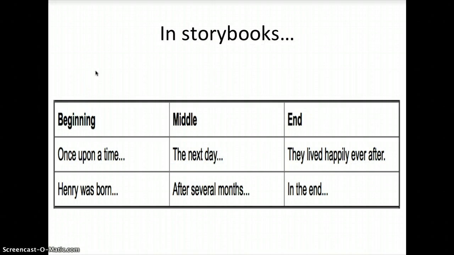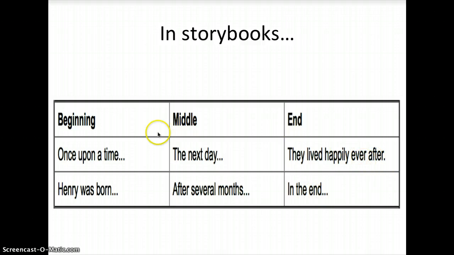In storybooks, writings, compositions, you might have also come across other time sequence words and phrases. For example, in the beginning of stories, especially fairy tales, once upon a time is a very common time sequence phrase. Or maybe, for example, Henry was born on this day, 1st of August, another time sequence phrase. In the middle of the story, that would be the problem paragraph, the problem stage of the story, you would have time sequence phrases like the next day, after several months. Last but not least, the ending paragraph, the ending stage, your conclusion and coda paragraphs.